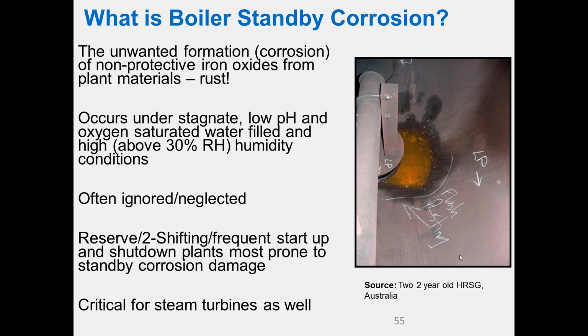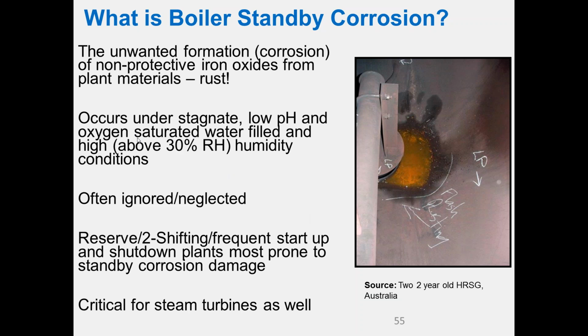And this is me doing a boiler inspection, marking out things that we're finding in there for the plant owner, taking photos and going back to them and telling them that it's not right. Basically, if you've got an environment with higher than 30% relative humidity, then you're going to have offline corrosion. It's often ignored and neglected because people just shut their plants down and say, all right, we're not running it for a month, we'll just walk away. And if you're in reserve, or you're the backup boiler, or you're starting and shutting down a lot, this is really where you get a lot of problems.